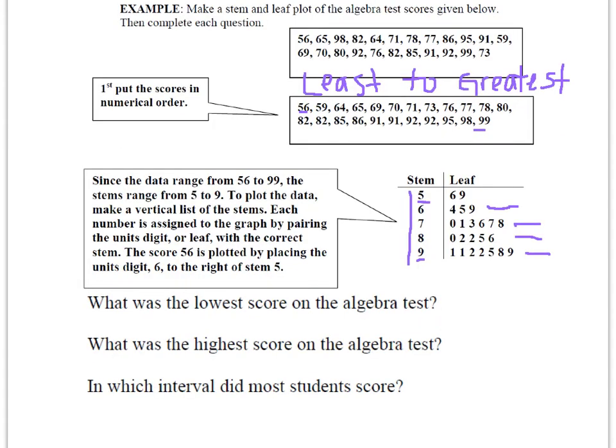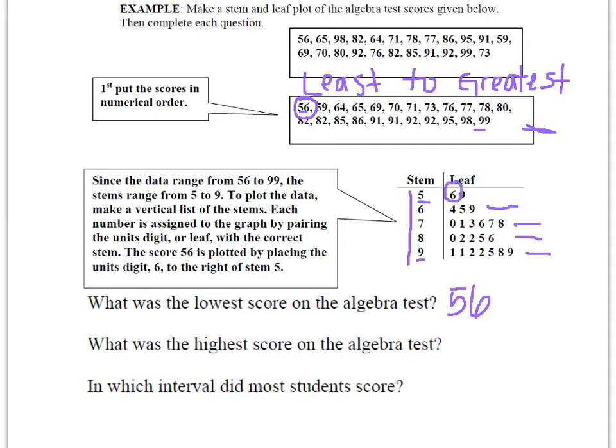Using this data, let's answer these questions. What was the lowest score on the algebra test? I can look at both sets of data and how it's organized to do a double check. I can tell when it's organized from least to greatest that 56 is going to be the lowest score. I can also tell on the stem and leaf plot that the first number would be 56.